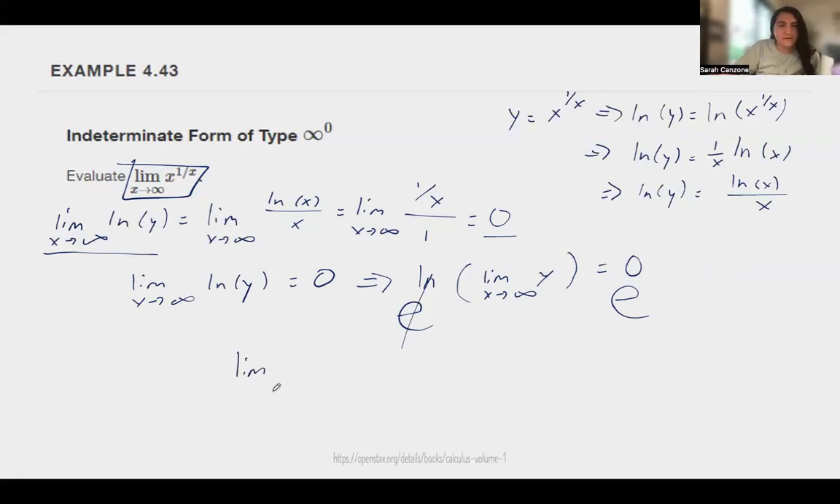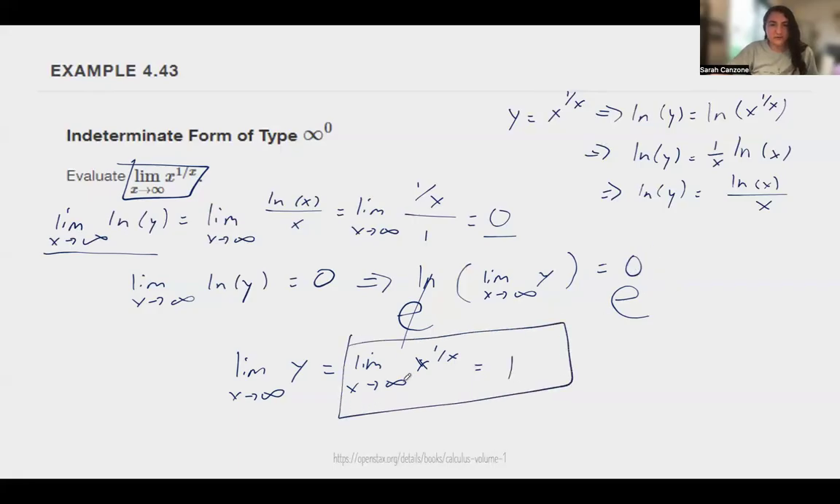So this tells you that the limit as x approaches infinity of y, which is the same thing as the limit as x approaches infinity of x to the 1 over x, because that's how we defined y, and that's what we're solving for, is equal to e to the 0. Any number to the 0 is just 1. So the limit as x approaches infinity of x to the 1 over x is equal to 1. And that is our final answer.